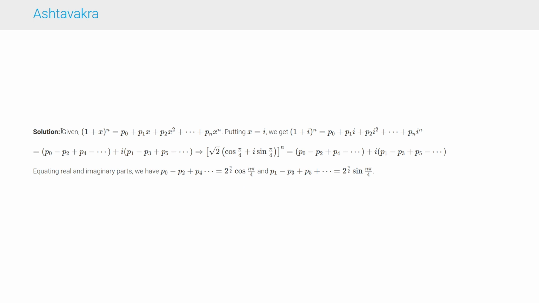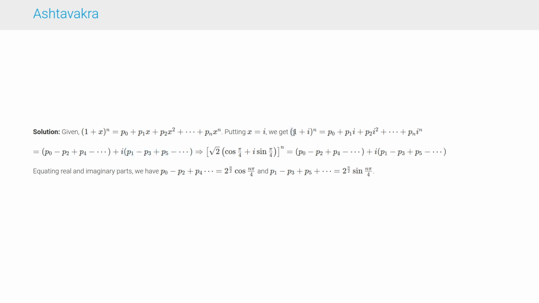So we have this given equation. We substitute x is equal to i. We get (1 + i)^n is equal to p0 + p1i + p2i² + up to pn i^n. So clearly p2i² will become minus p2, p4i⁴ will become plus p4. So that is the real part of this. And p1i will remain, p3i³ will become minus p3i, p5i⁵ will become plus p5i. So this is the imaginary part here.